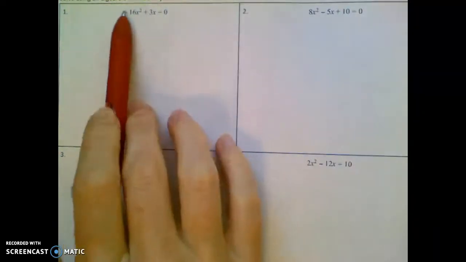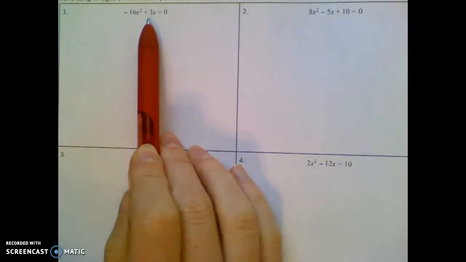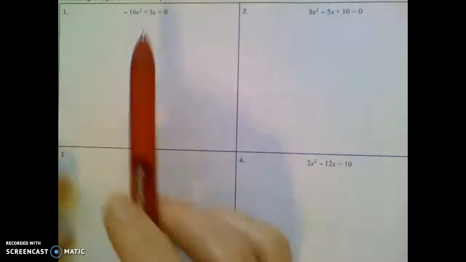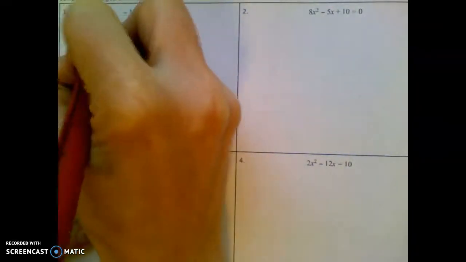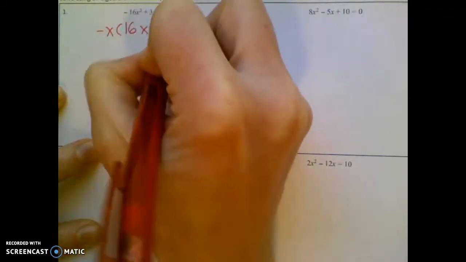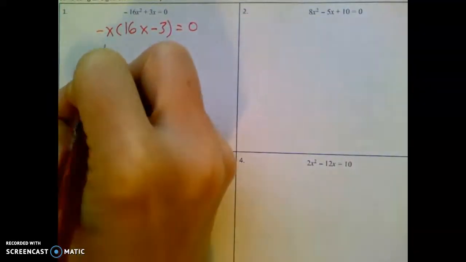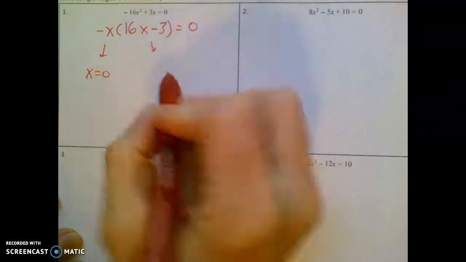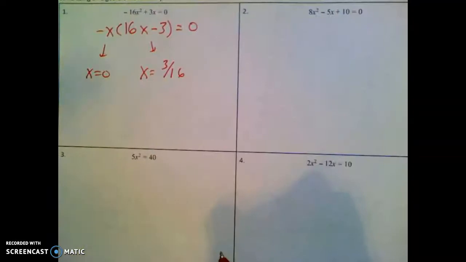So this one, I see that I have an x term, so automatically I cannot do square root method, but I'm missing a c term, so I can actually factor. So I'm just going to factor out an x. Well, actually, I'm going to factor out negative x, so I can get that negative on the outside, leaving 16x minus 3. Now, set equal to 0, and you're done. That's going to give me x equals 0. If you add 3 and divide by 16, you're going to get x equals 3/16. Boom, finished. That was easy. You could have done it in quadratic formula. It would have just taken you longer.